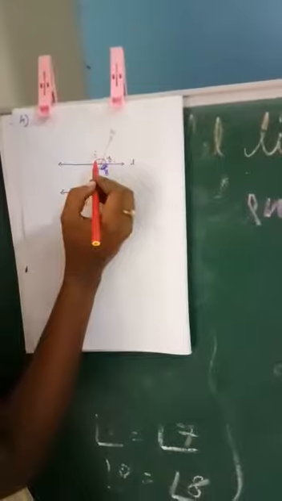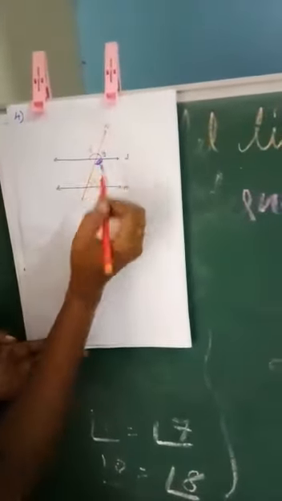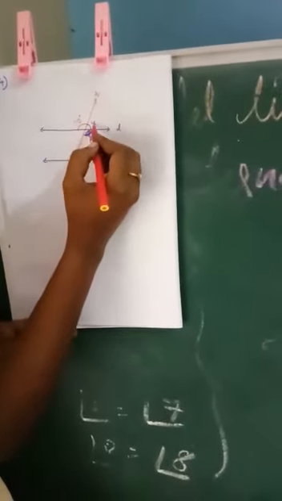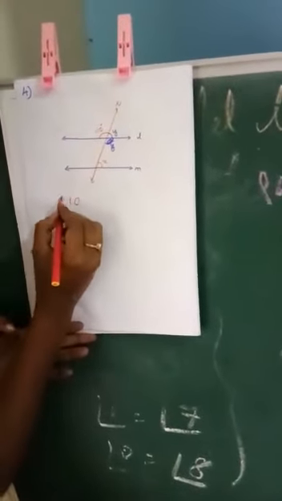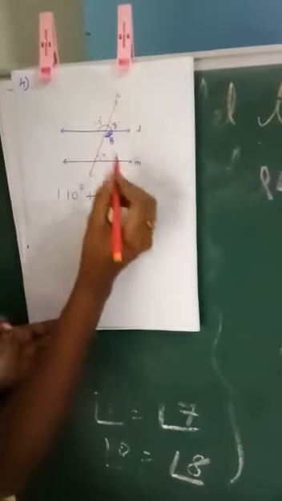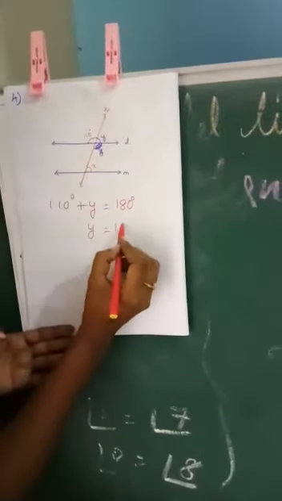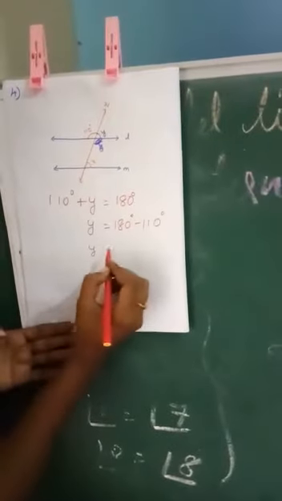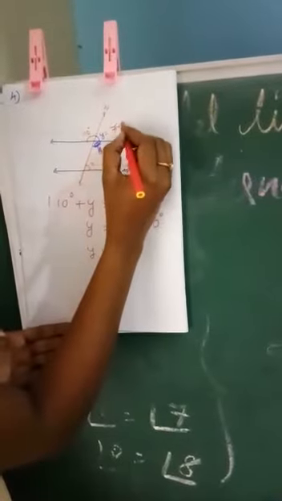So already we know that if you add these two angles, it forms a linear pair. So first we will find out the value of y, because we don't know what is the value of y. So therefore we will assume the other angle of the given line is y. Therefore 110 degrees plus y is equal to 180 degrees, because it forms a linear pair. So y is equal to 180 degrees minus 110 degrees. Angle y is equal to 70 degrees.